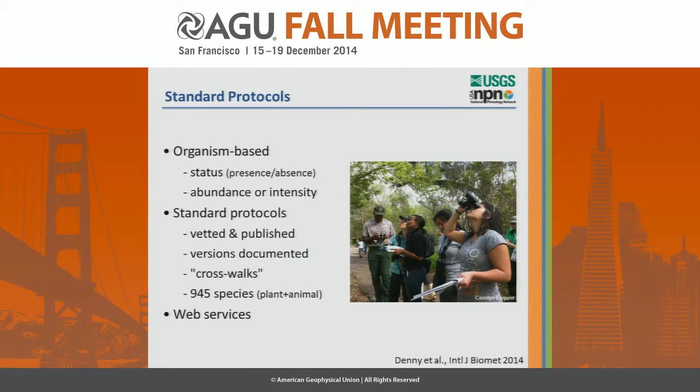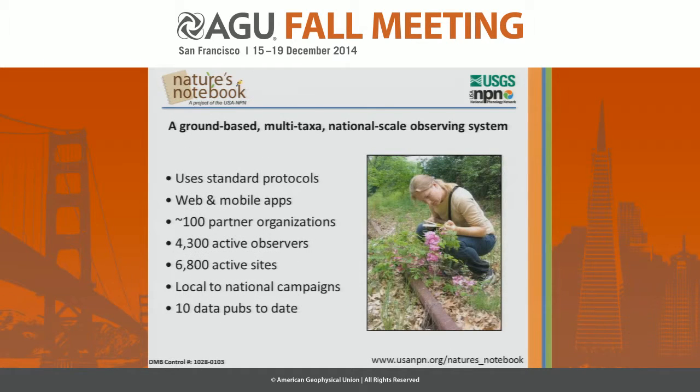And right now we have protocols for around 945 species. Again, if you're providing capacity, people want to be able to have their species, be able to monitor their species on their site. And unfortunately, there's no single plant or animal that lives across the entire US, essentially. And also, we share this information via web services.